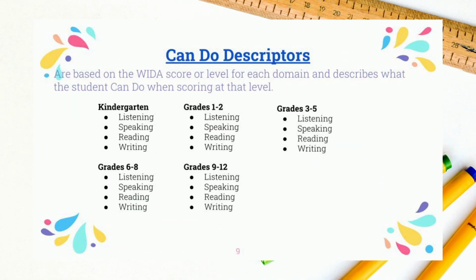Can-do descriptors. They are based on the WIDA score or level for each domain and describe what a student can do when scoring at that level. So we have can-do descriptors for different clusters: kindergarten, grades 1 to 2, grades 3 to 5, 6 to 8, and grades 9 to 12. I encourage you to go to the WIDA website and take a look at the can-do descriptors for the grades you teach.